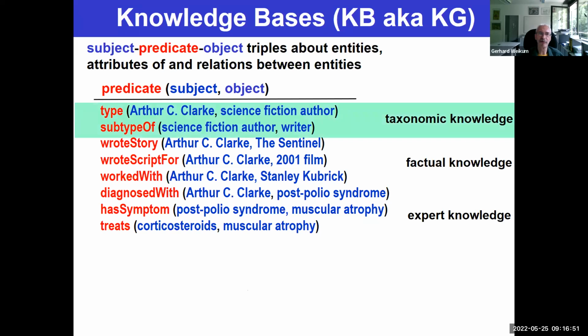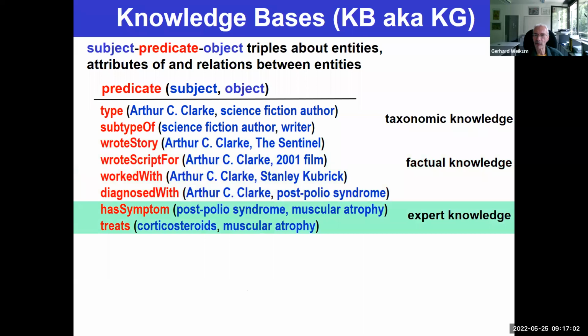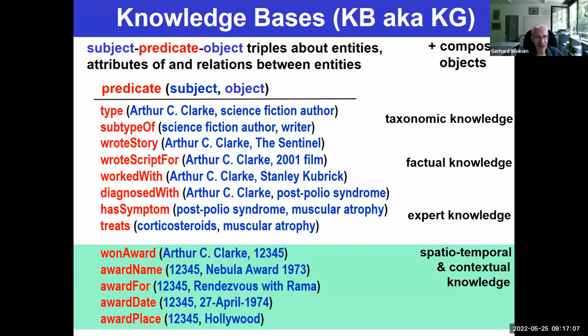Examples are instances of classes and subclass, superclass statements, factual knowledge about the life and works of Arthur C. Clarke in my examples, all the way to expert knowledge here from the biomedical domain. Occasionally, we need to capture spatial, temporal, and other contexts to properly interpret one of these triples. And this is actually an example of a higher arity relation. But of course, in the world of semantic web formats, there are syntactic tricks to cast it into triples, into a set of triples. So syntactically, you can still think of it as a graph, but the actual semantic interpretation is higher arity relations.